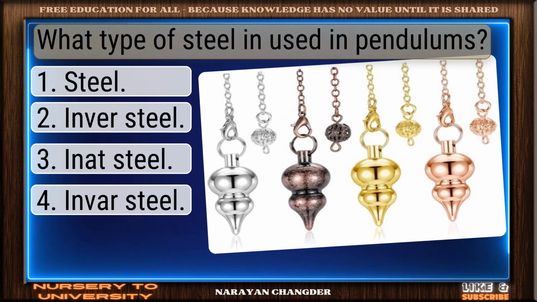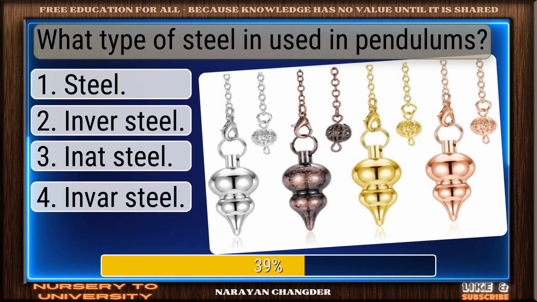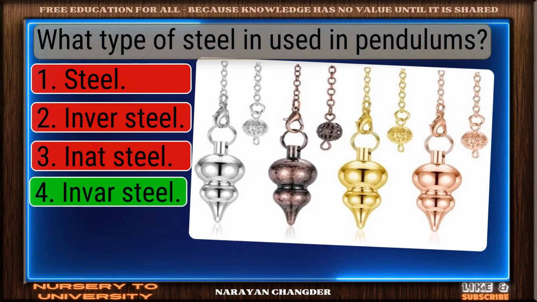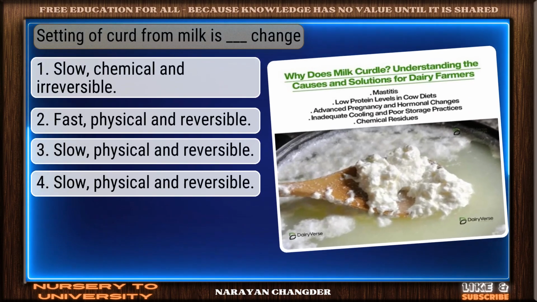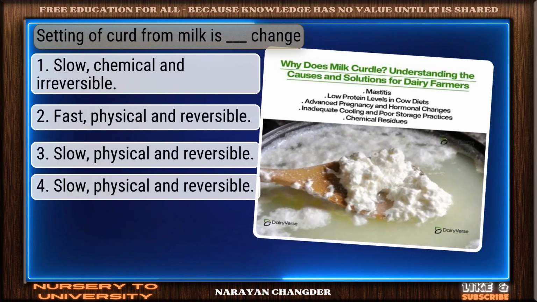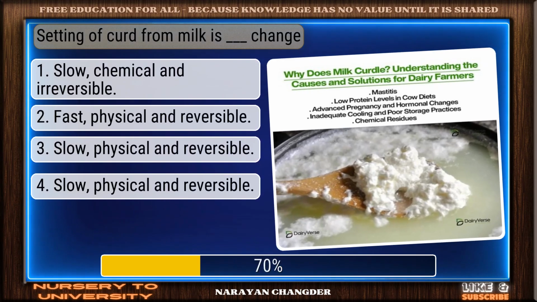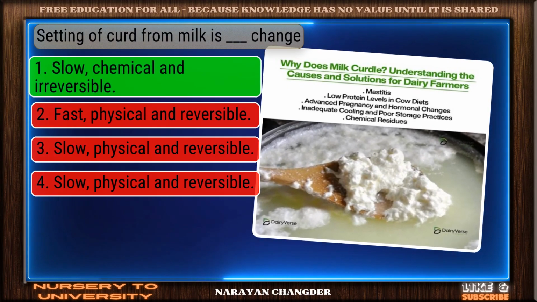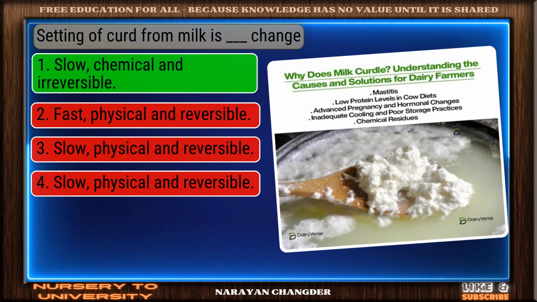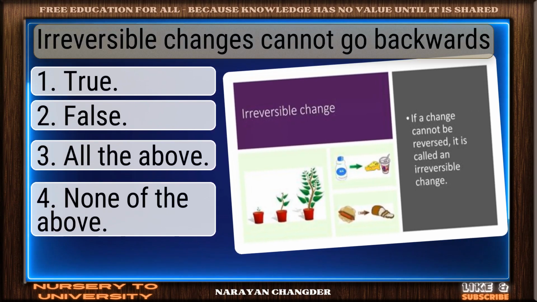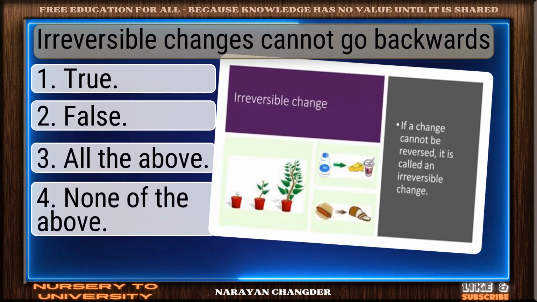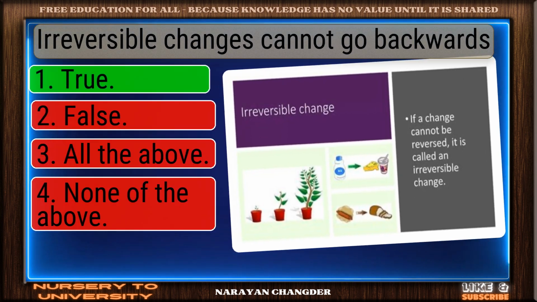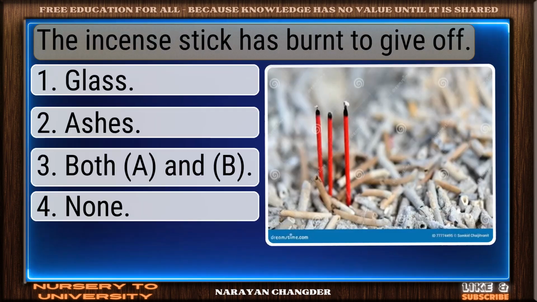What type of steel is used in pendulums? Nice work. You chose Invar steel, and it is correct. Setting of curd from milk is dash change. You got it. Your choice slow, chemical and irreversible is right. Irreversible changes cannot go backwards. Sharp thinking. True is the right choice.